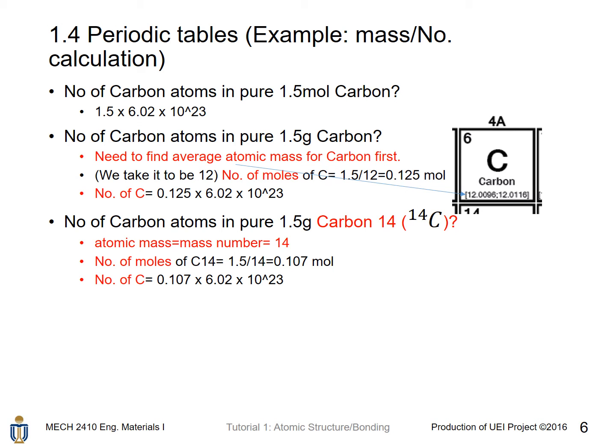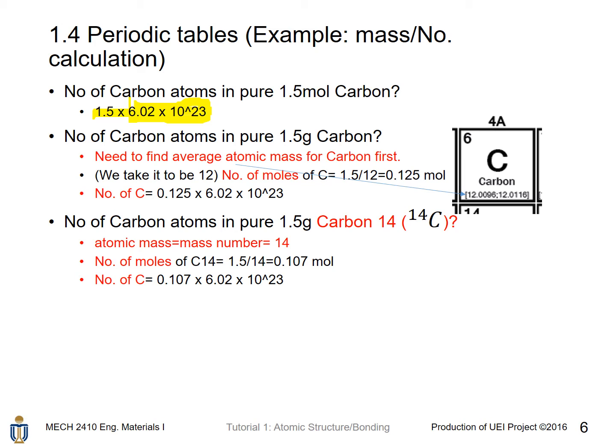Okay, we can use the equations or the definitions from the previous slide to calculate some questions. The first question is the number of carbon atoms in pure 1.5 mole carbon. One mole is equal to this number, 6.02 times 10 to the power of 23, which has another name, the Avogadro constant. You just multiply 1.5 by this constant, and you get the number of carbon atoms.